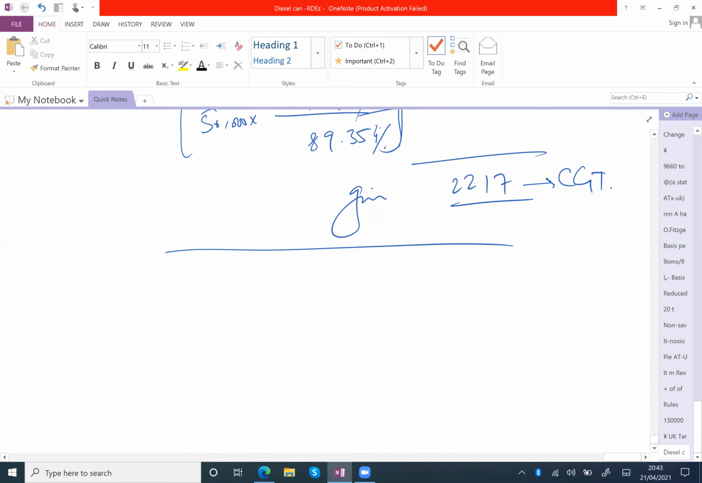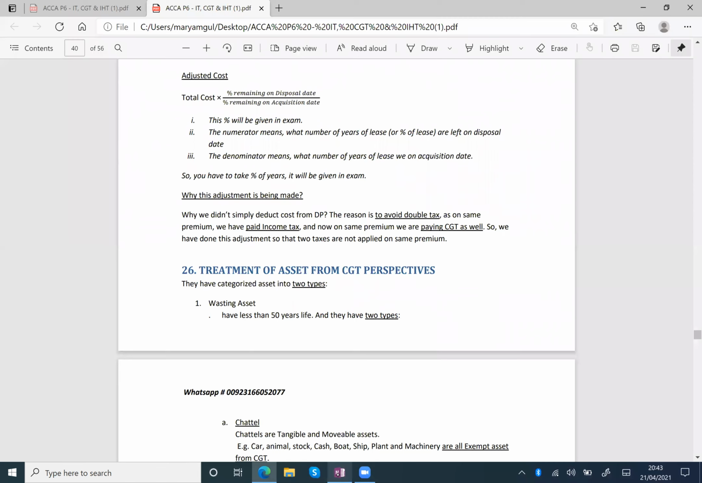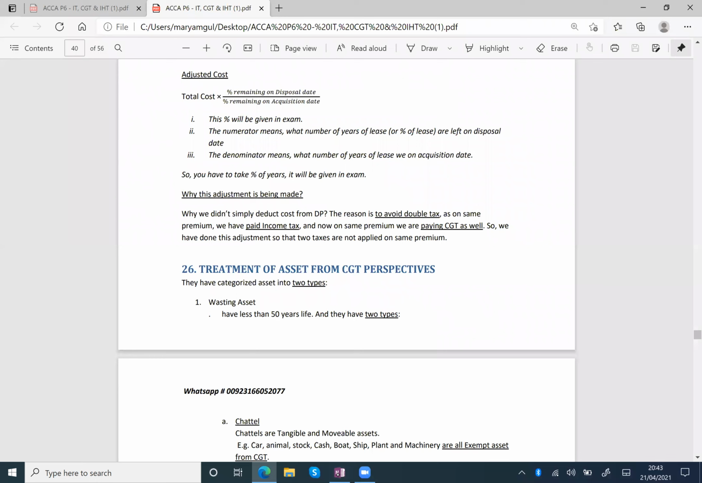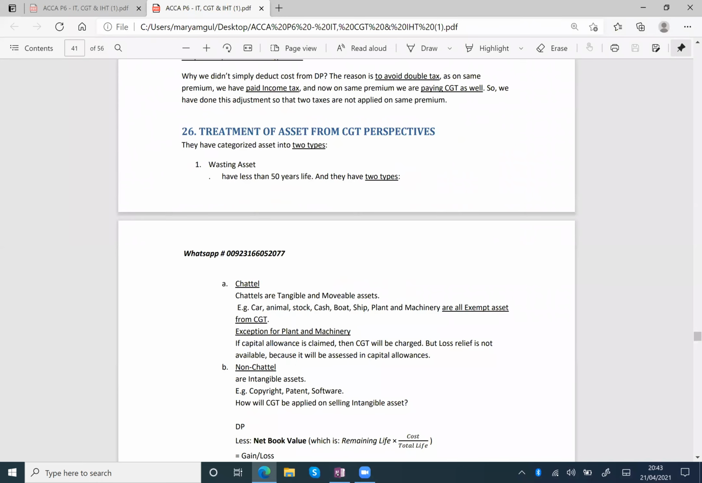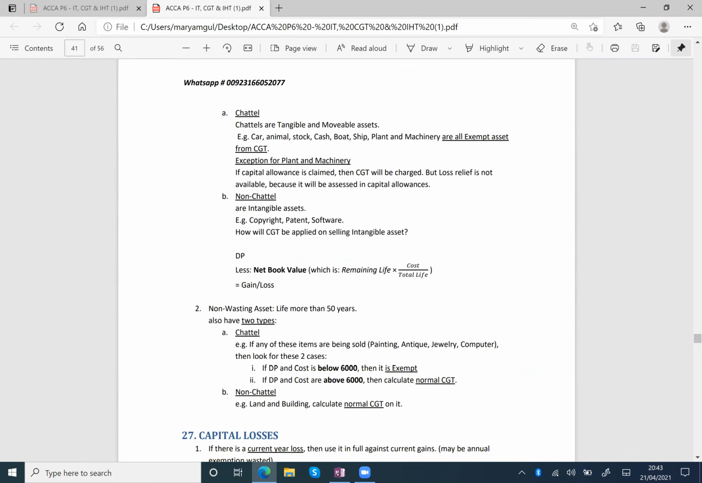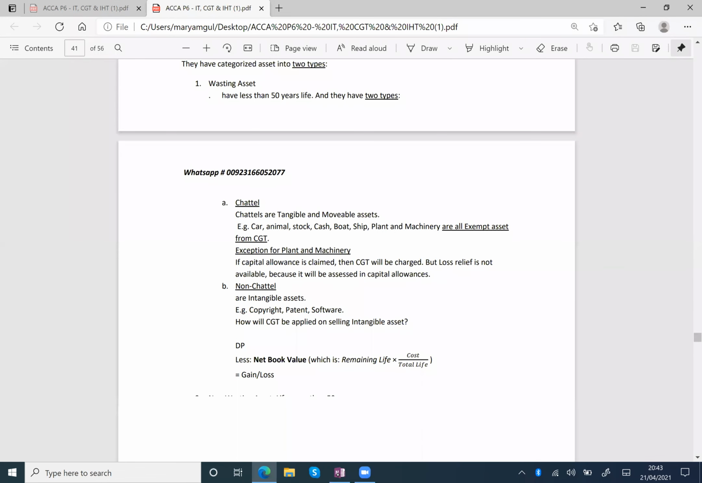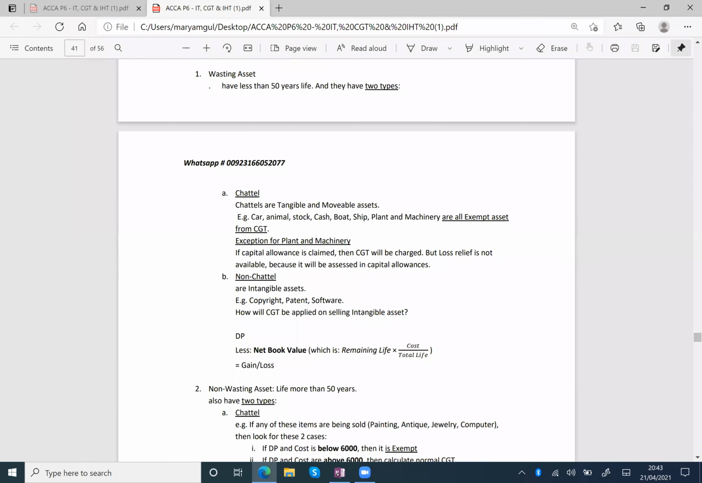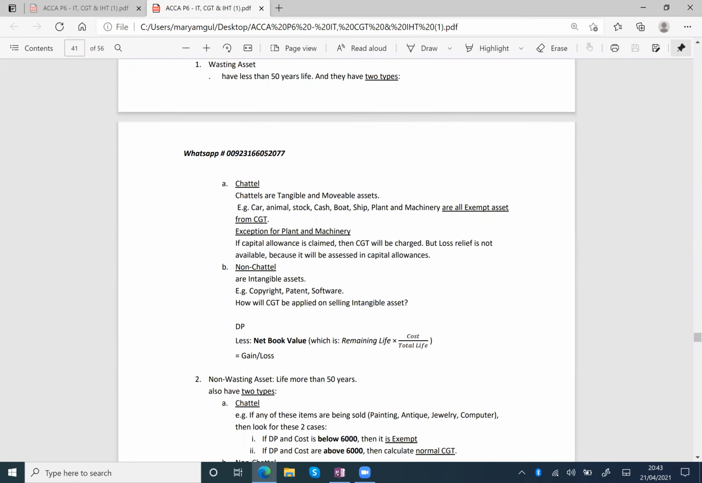Clear. Now the next topic is treatment of assets from a CGT perspective. Already you know how to pay CGT on assets when you sell. But HMRC categorizes assets in two types: number one is wasting asset and number two, on the next page, non-wasting asset. Firstly, a wasting asset means whose life is less than 50 years. And non-wasting means whose life is more than 50 years. That is the definition.